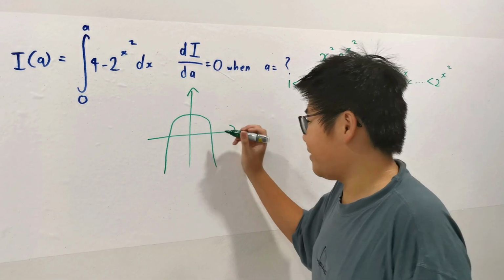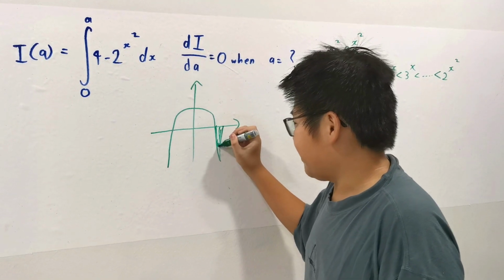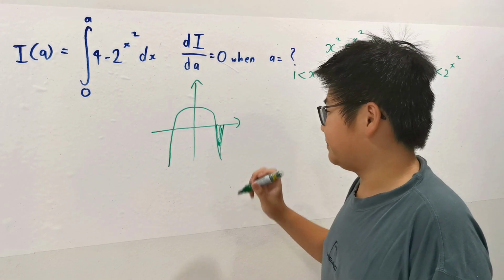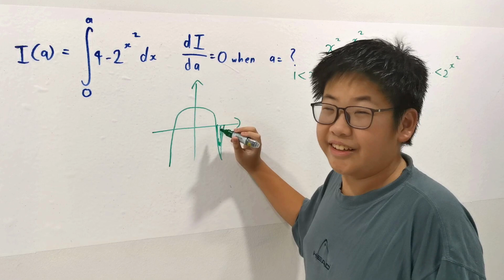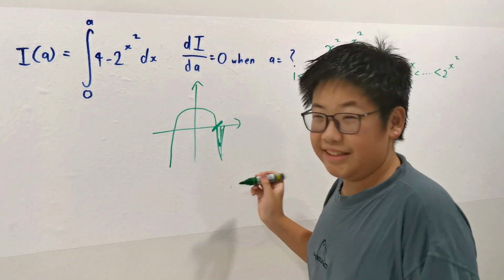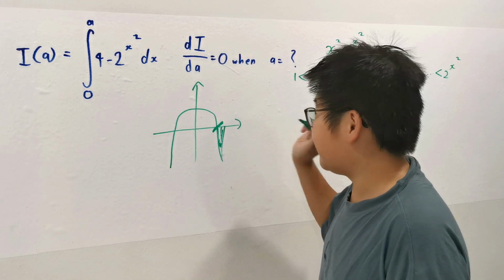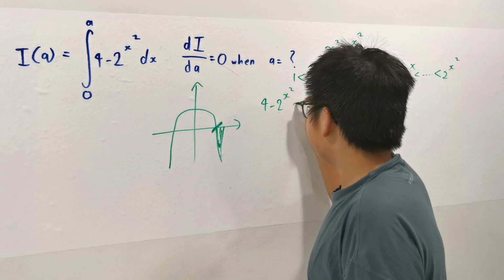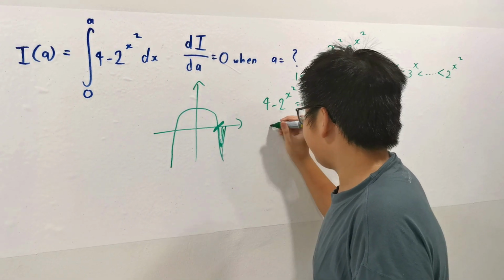Keep in mind that the area under this graph is actually a negative area. So, when is the area a maximum? I'll give you some time to figure this out. Yeah, right, it's at the intercept. So, 4 minus 2 to the power of x squared equals 0. Now we solve for x.